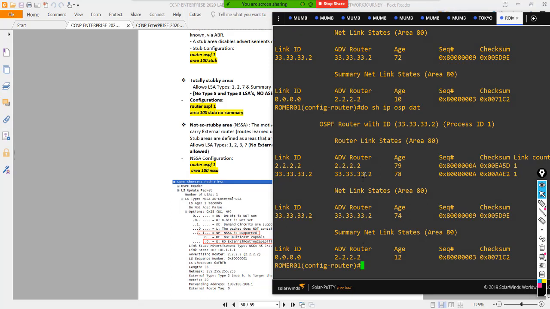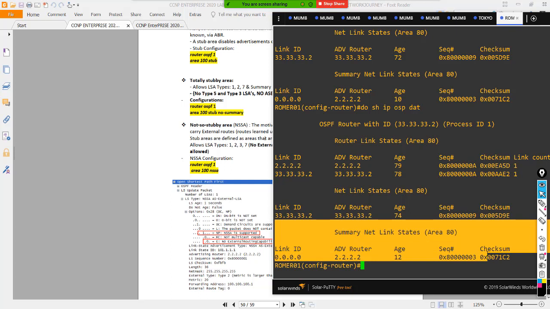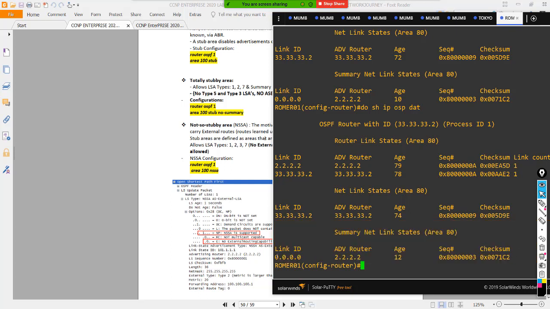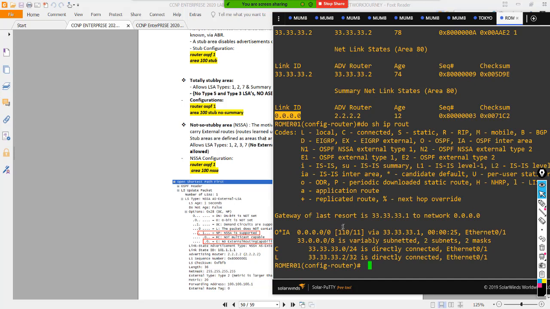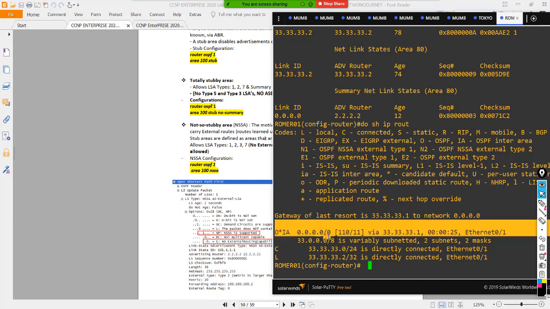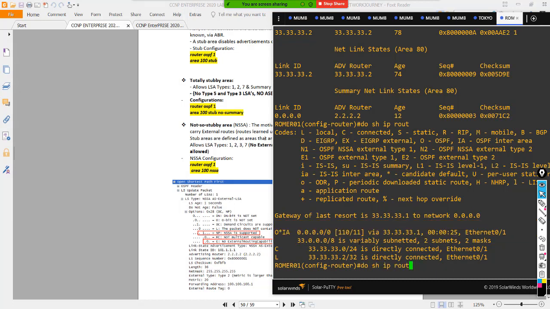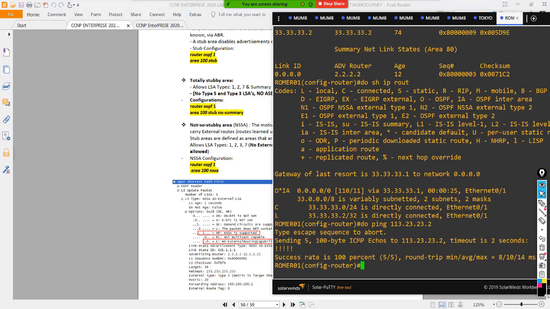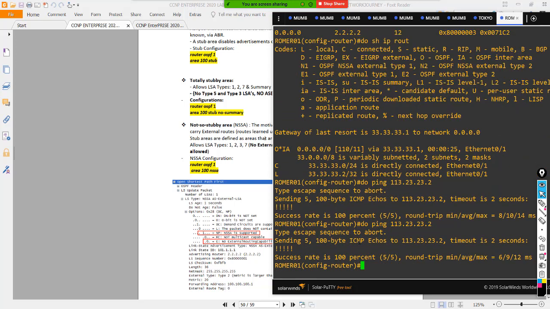Okay, so if you see now, the LSA 3 has been minimized. They have injected a default route. So let's see from show IP route. From IP route, you can see there is the default gateway. Can I still reach the EIGRP? Yes, I can still reach towards EIGRP.